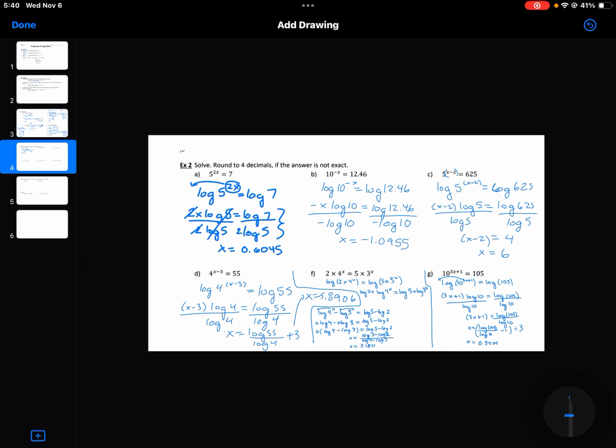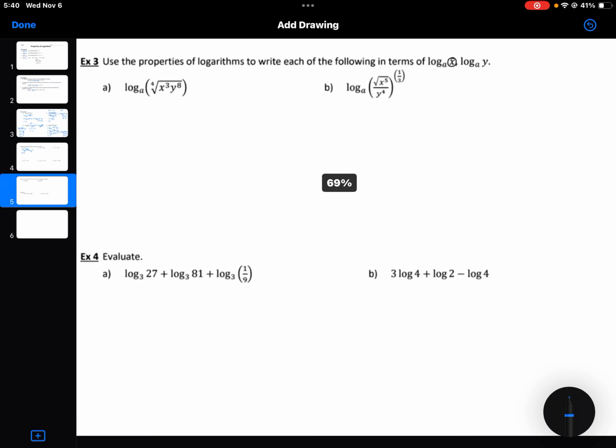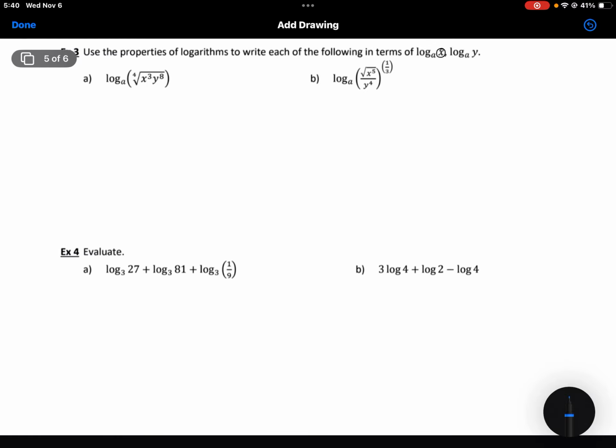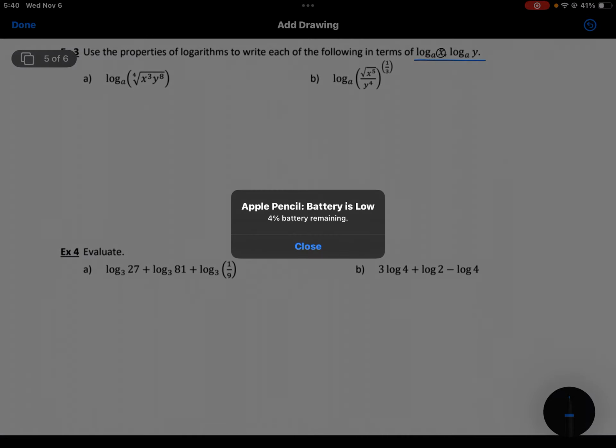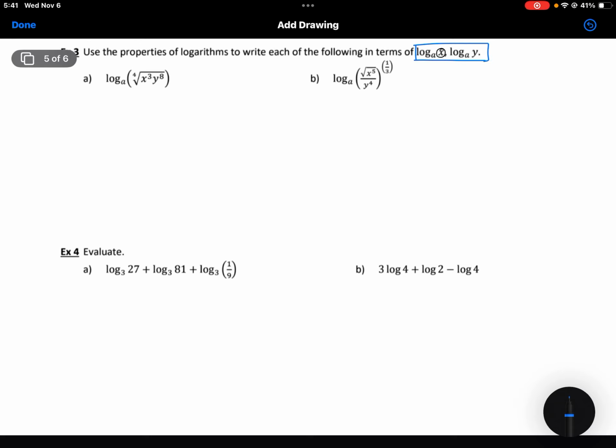Okay, let's do one more series of examples. We're going to use the properties of logarithms to split up the expressions here. So the first thing that I'm going to do in this one is I'm going to change my radical to a fraction, and then I'm going to bring my exponent down in front. X cubed, y to the 8.